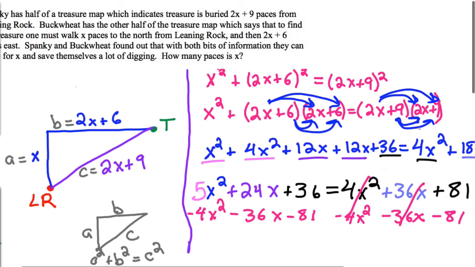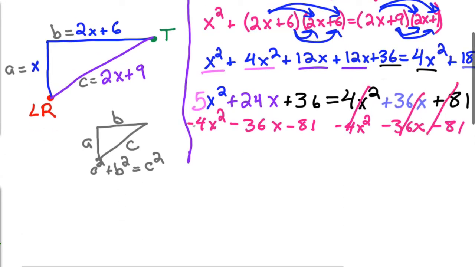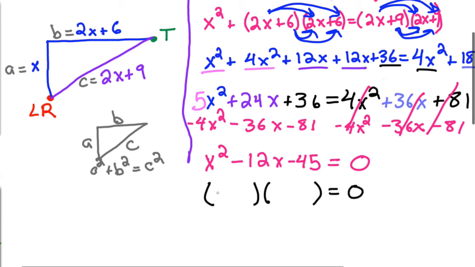So now on the right side, I end up with simply 0. And then on the left side, I have 5x squared minus 4x squared, that's simply x squared minus 12x and then minus 45. Okay, now the next step is to factor. So this is a trinomial. And so I know I'm going to have x and x in this first spot. And so now I need to find two numbers that multiply to negative 45 and sum to negative 12. So if you look through your possibilities, you'll find that negative 15 and positive 3 would work.